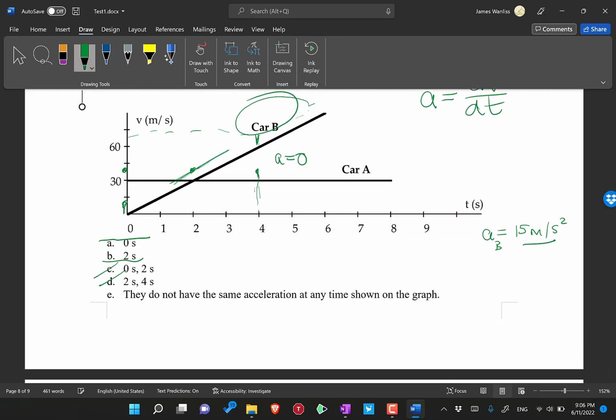So at 4 seconds, no. So the answer has to be, by default, they do not have the same acceleration at any time shown on the graph.